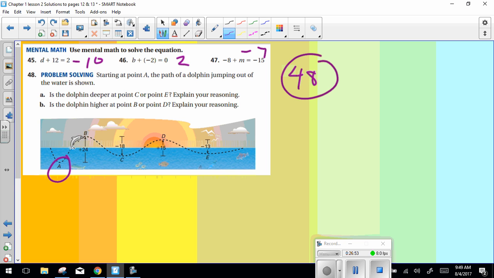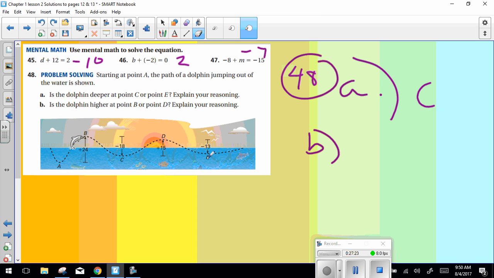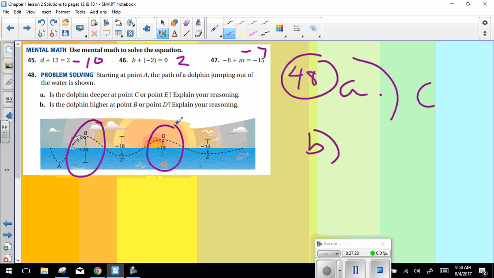So part A is asking us, is the dolphin deeper at point C or point E? Okay, so where's the dolphin deeper, at point C or at point E? And hopefully you can see that at point C, he's at a deeper depth in the ocean than he is at E. And then for part B, is the dolphin higher at B or D? So is the dolphin higher at B or D? So he is much higher out of the water at point B.